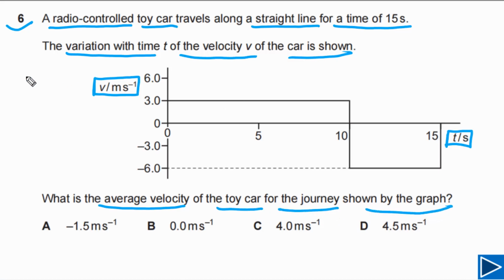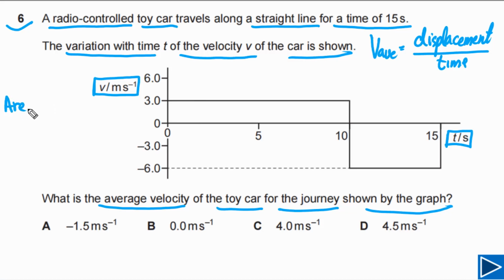So the first thing we need to understand is, what is average velocity? V average is simply equal to the total displacement of the car divided by time taken. Now if you look at the VT graph, we also need to understand the area under the VT graph is equal to displacement. Displacement is a vector quantity.